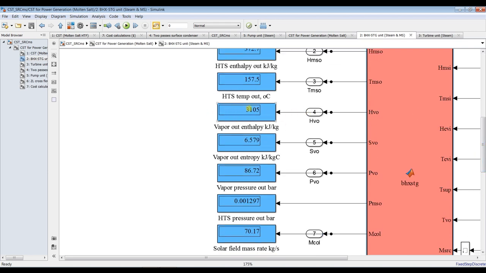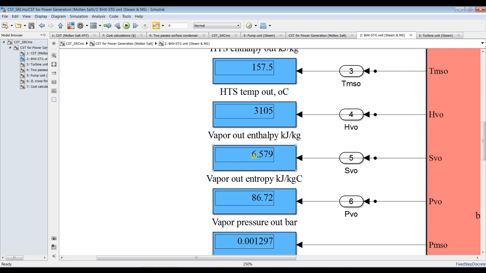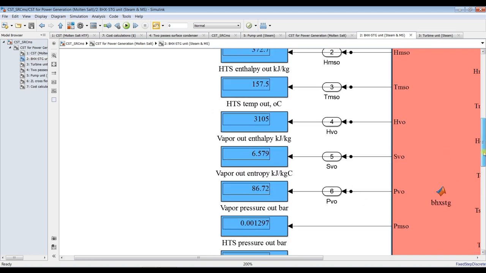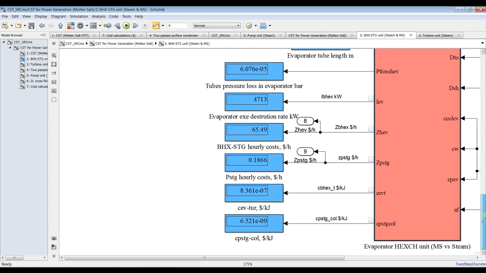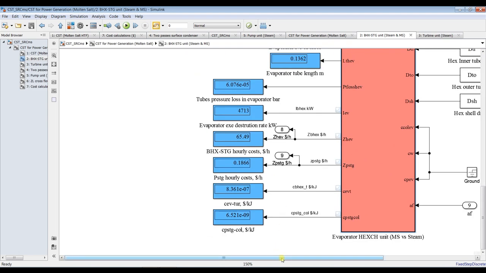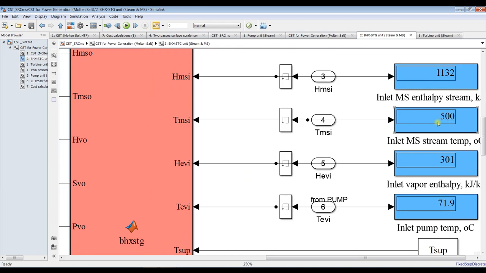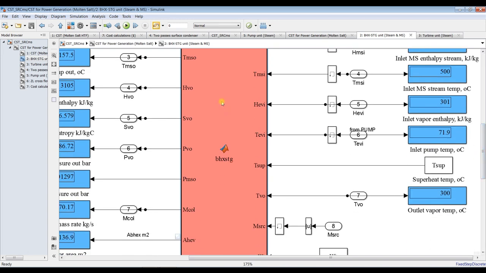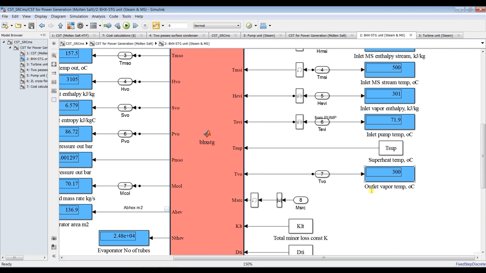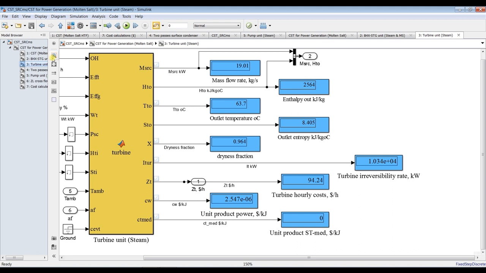This is steam vapor; enthalpy goes to the turbine unit. Outlet entropy, outlet pressure of the vapor, mass flow rate through the collector field, area of the boiler heat exchanger tubes, number of tubes, lens, reversibility, hourly costs, and these are your inputs. As you can see here, inputs: enthalpy inlet, this is the temperature of molten salt, we assign this; inlet vapor enthalpy, inlet temperature, this temperature is coming from the pump, okay, and this is the outlet vapor temperature as a dry saturated temperature.